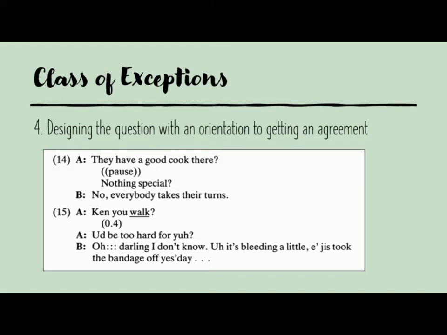Number 4. Designing the question with an orientation to getting an agreement. In the examples, we see that the questioner is designing the question not just to get a personal preference, but is designing the question with an orientation to getting an agreement. Here, it's not that the questioners want to get the right answer. It's that they want to get the question that can be or will be agreed to.